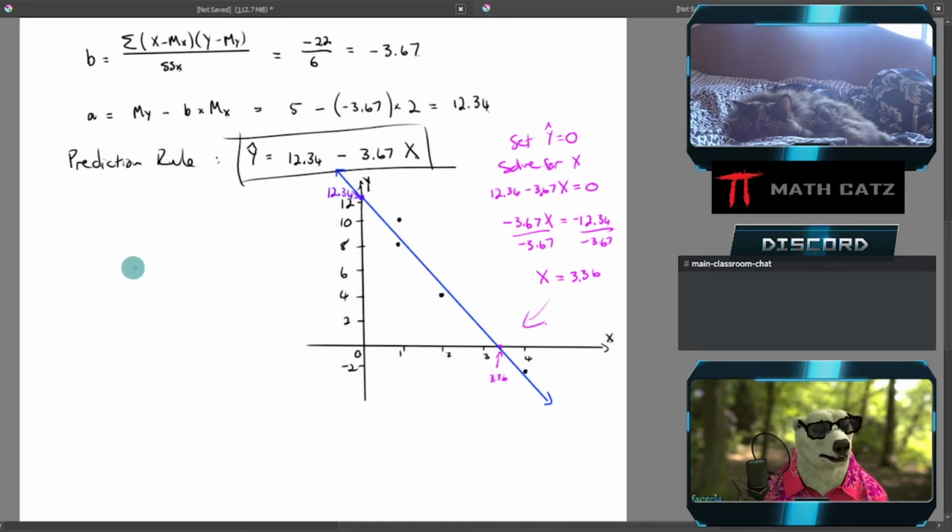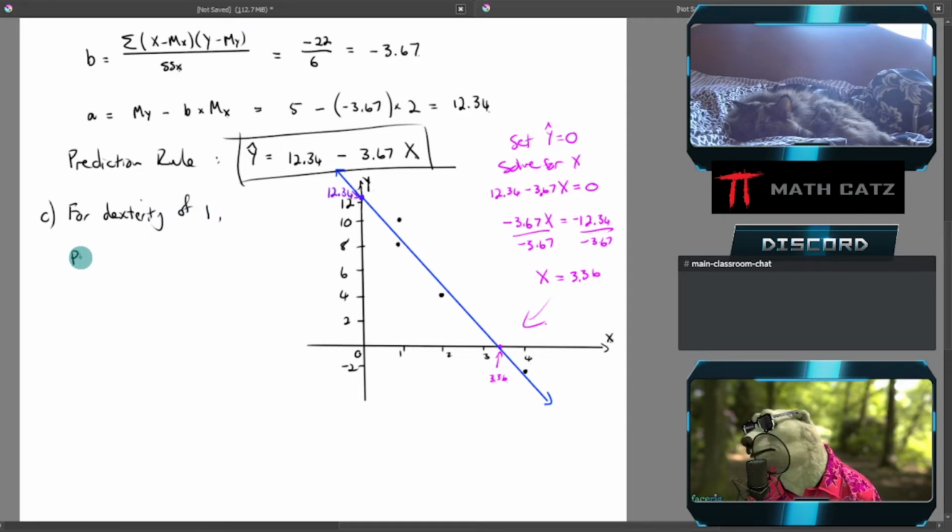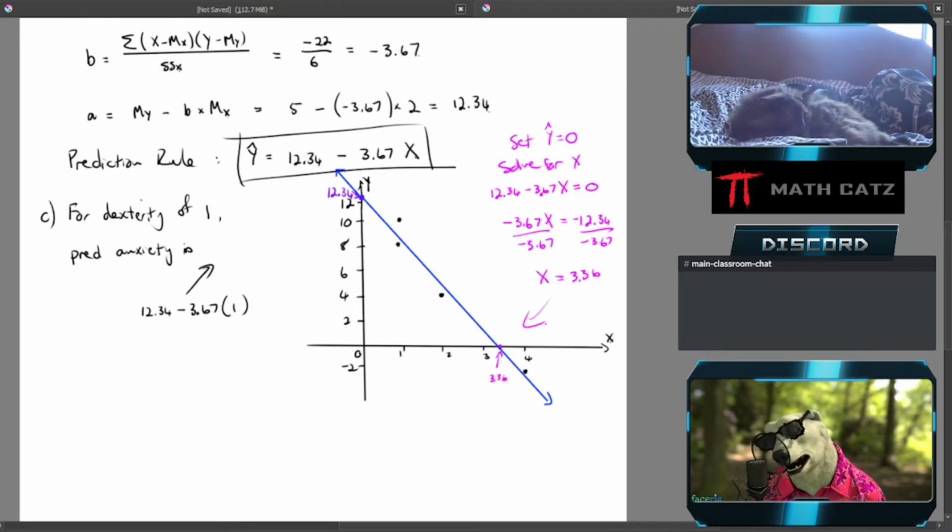We visualized it. Let's make a prediction here in part C for dexterity of 1. The predicted anxiety is, well, we plug it in, 12.34 minus 3.67 times 1, that score of 1, and we get, I'll just do it so we can see, 12.34 minus 3.67 times 1 in this case, and we get 8.67. Now maybe the score in anxiety can't have decimals like that, but it still gives us an indication. Between 8 and 9, we perhaps would have to say.